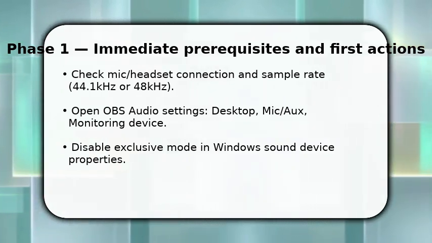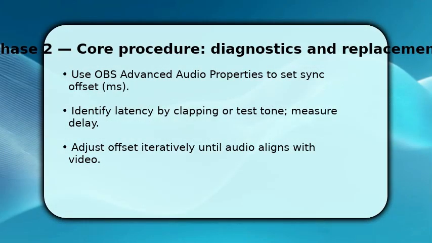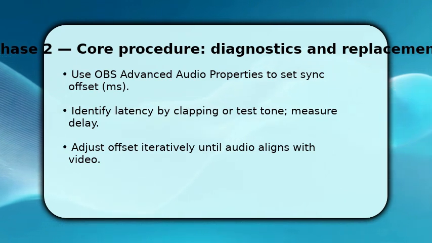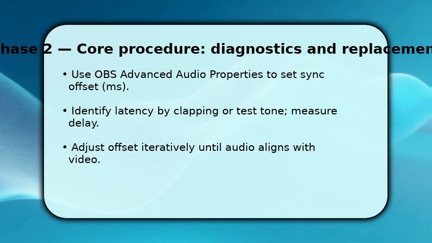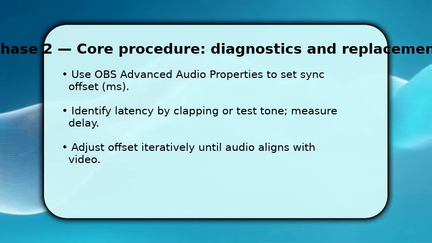Now you measure and correct timing. Play a sharp test sound, clap or tone, and record a short clip while watching the waveform in OBS or a second device. Note the delay in milliseconds. Open Advanced Audio Properties for each source and enter a positive or negative sync offset in MS. Small increments matter. Make one change, retest, and repeat until lip sync and beats match.